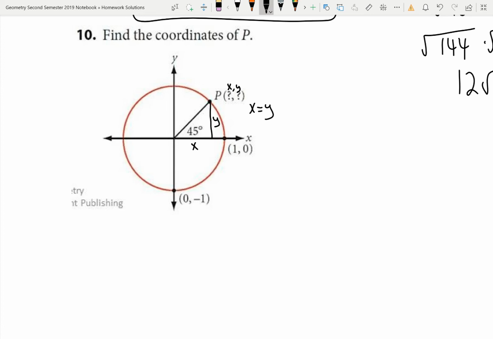The radius of the circle is 1. From the figure, notice the hypotenuse of the right triangle is the radius of the circle, so its length is 1. And by the isosceles right triangle conjecture, X equals 1 over root 2, and Y equals 1 over root 2. Right? So if the hypotenuse is 1, then X is going to equal 1 divided by root 2, and Y will equal 1 divided by root 2. And so that's going to be your coordinate: 1 over root 2, comma 1 over root 2.